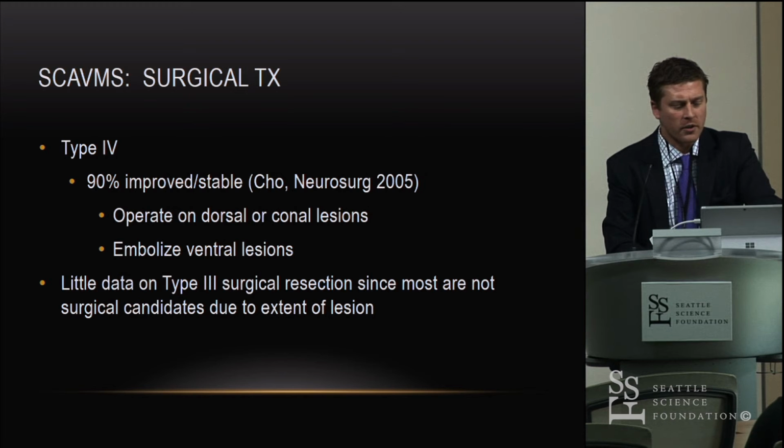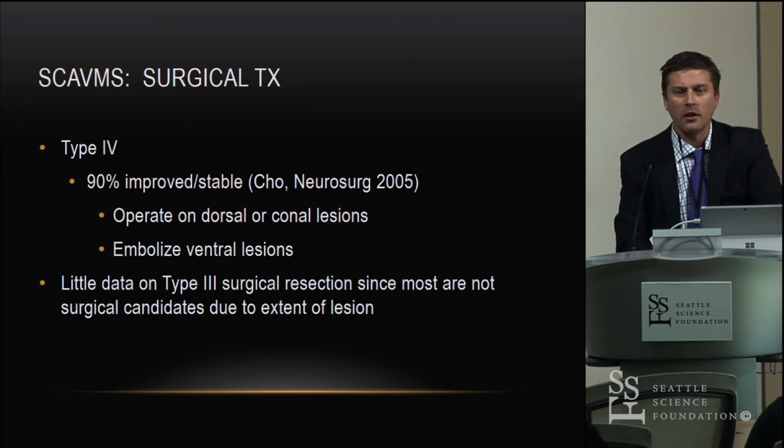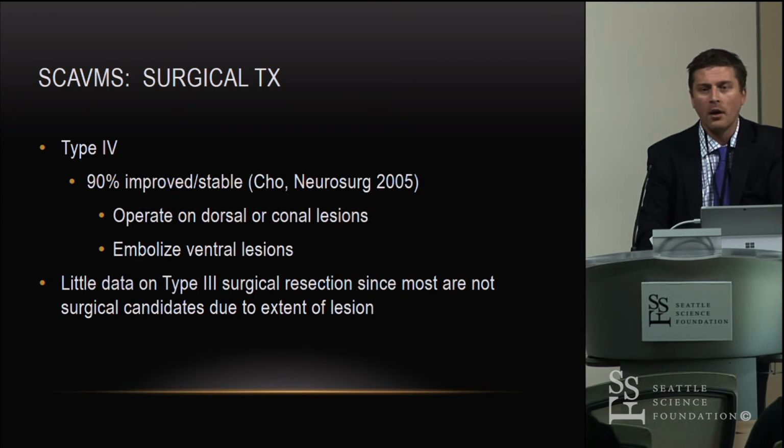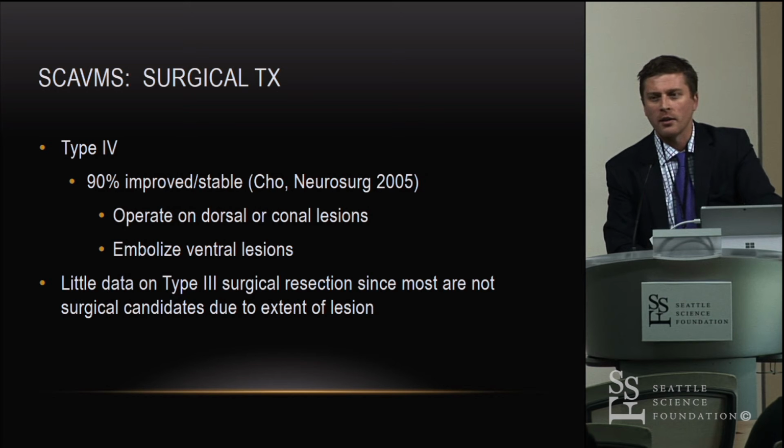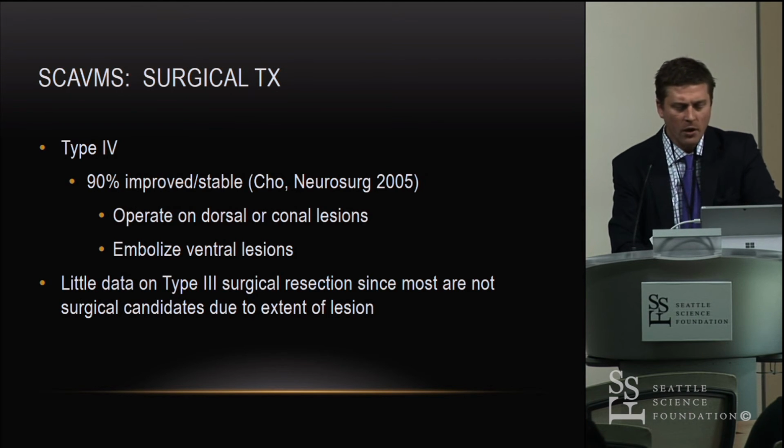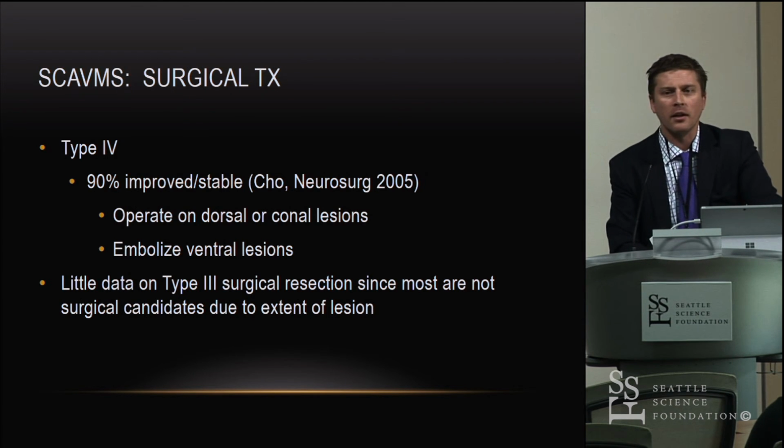In terms of type 4 AVMs, these patients do pretty well, particularly if they're the dorsal lesions, because surgically those are much easier to get at. If they're ventral, then you're really kind of limited to embolization, because it's a little hard to get around to the front part of the cord. We don't really know much about type 3 cases because they're just so rare.